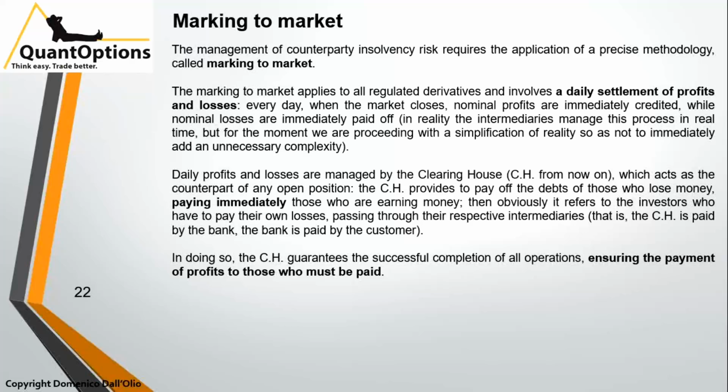complexity. Daily profits and losses are managed by the clearinghouse, CH from now on, which acts as the counterpart of any position. The clearinghouse provides to pay off the debts of those who lose money, paying immediately those who are earning money. Then, obviously, it refers to the investors who have to pay their own losses, passing through their respective intermediaries. This means that the clearinghouse is paid by the bank, and the bank is paid by the customer. In doing so, the clearinghouse guarantees the successful completion of all operations, ensuring the payment of profits to those who must be paid.